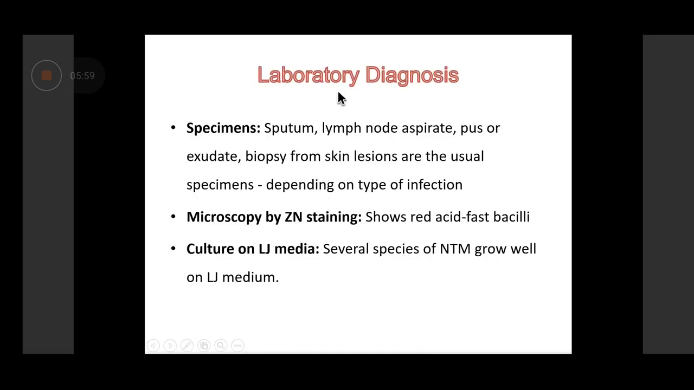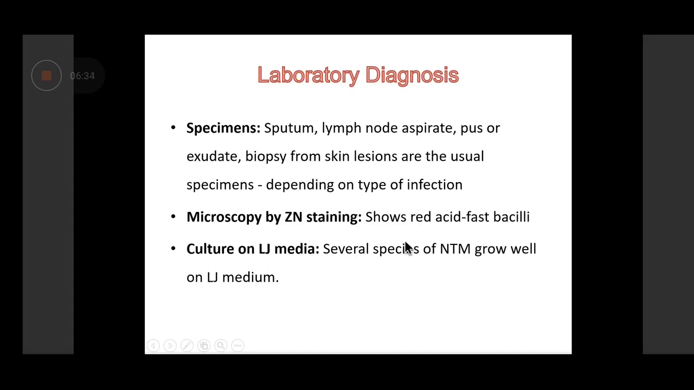So how will you diagnose the disease? According to the symptoms, you will take the sample. If it's a pulmonary infection, you take the sputum. If it is infecting the skin, you'll take skin biopsies or abscess aspirate. So accordingly, you will take the sample. And similarly to what you do for Mycobacterium tuberculosis, because we do Ziehl-Neelsen staining to see the acid-fast bacilli, similarly we will do ZN staining here, and they will show these red acid-fast bacilli.